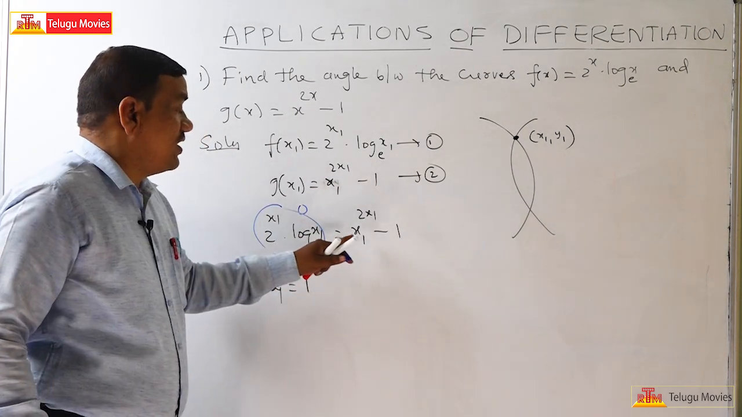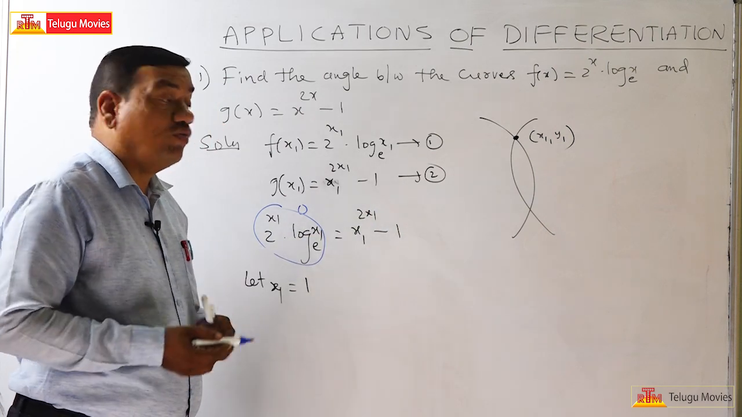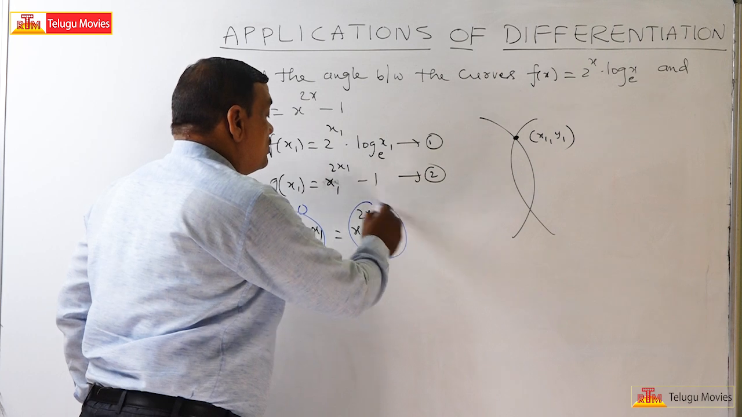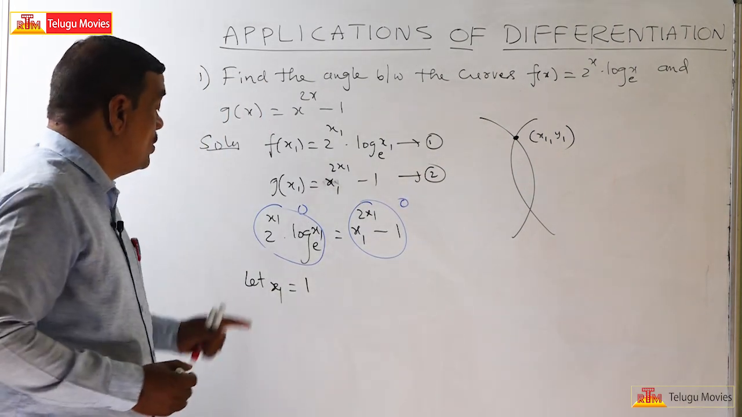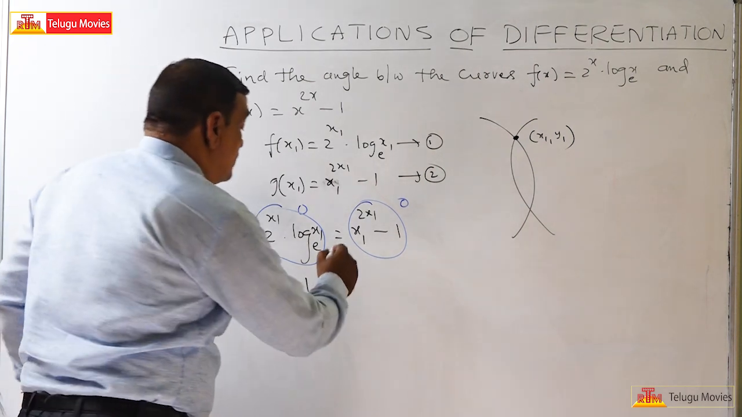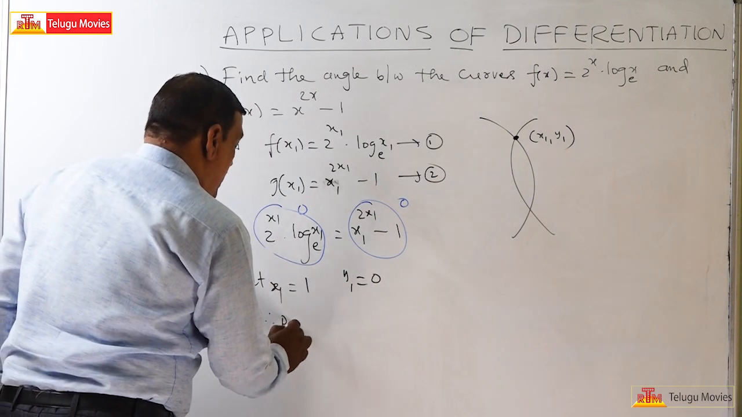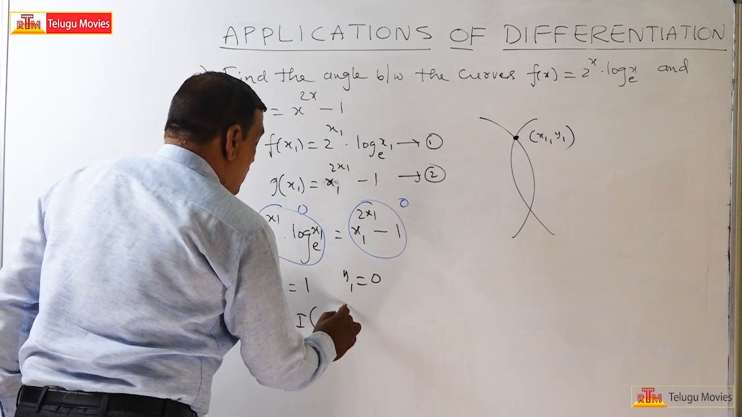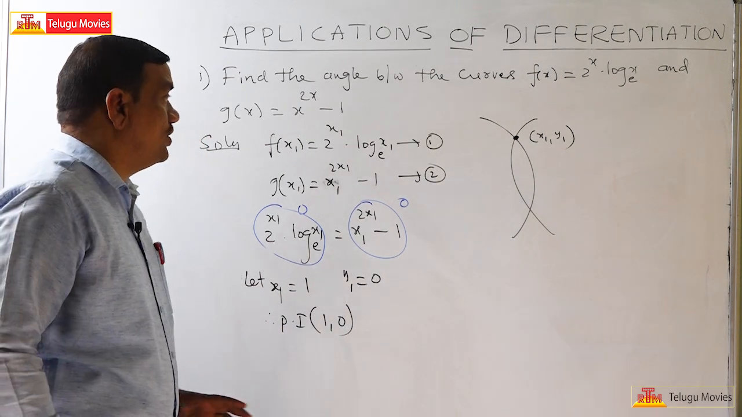Here also, in place of x1 substitute 1: 1 to the power of 2 into 1, 1 to the power of 2, 1, 1 minus 1. Here also you are getting 0. So, 0 is equal to 0. So, you can get the x1 value as 1. Therefore, y1 value you are getting 0. Therefore, the point of intersection is 1 comma 0.